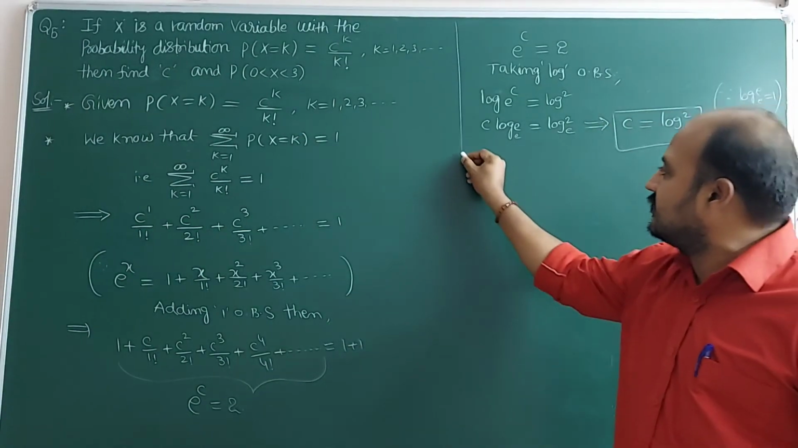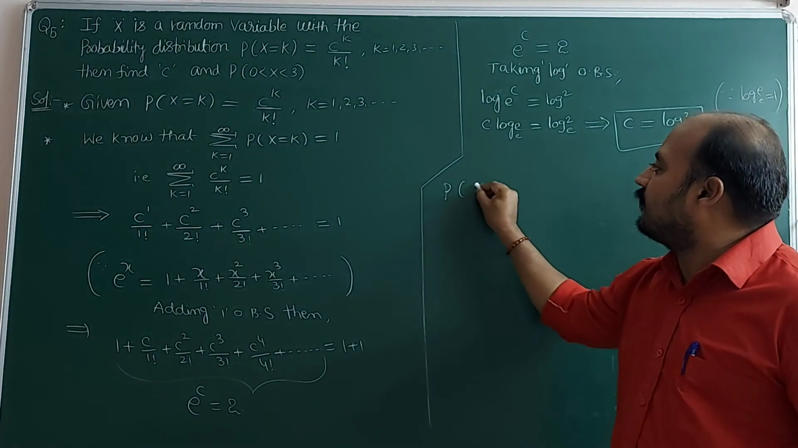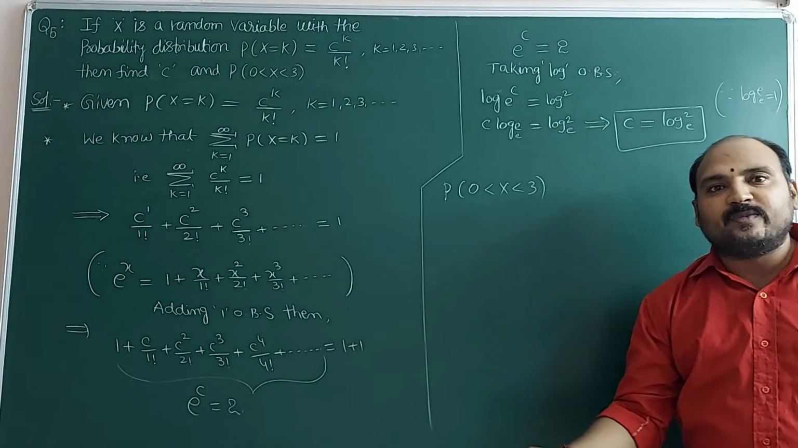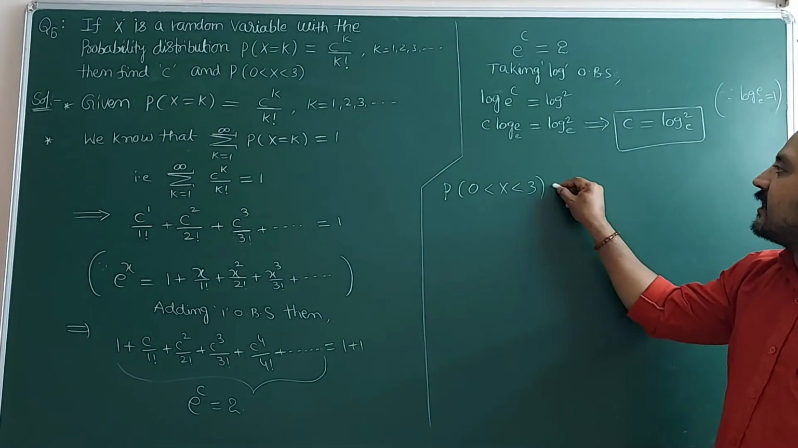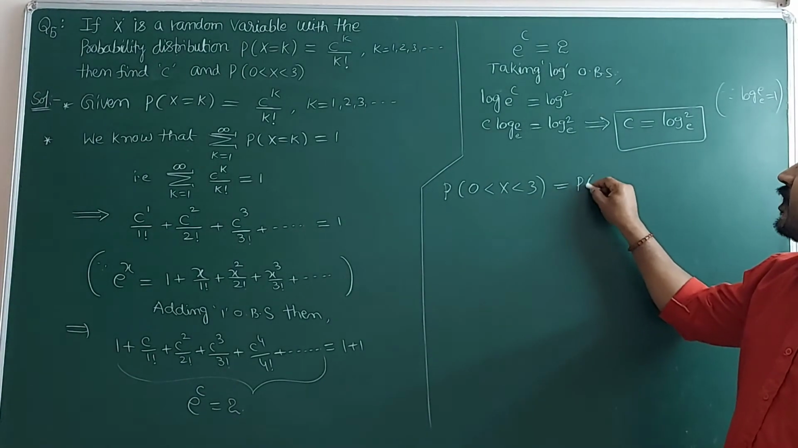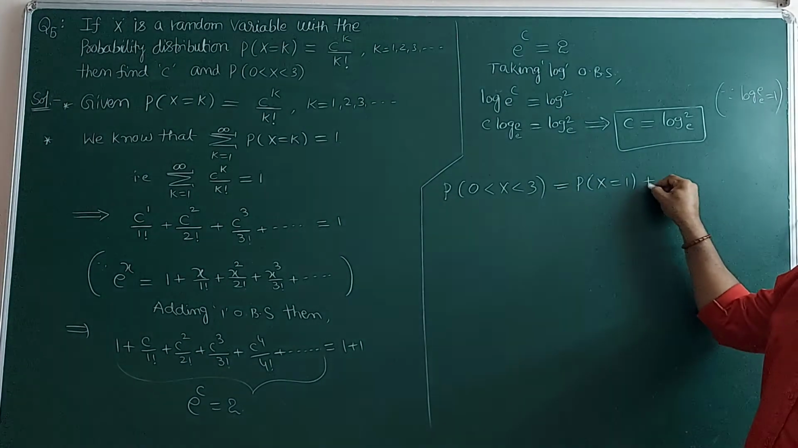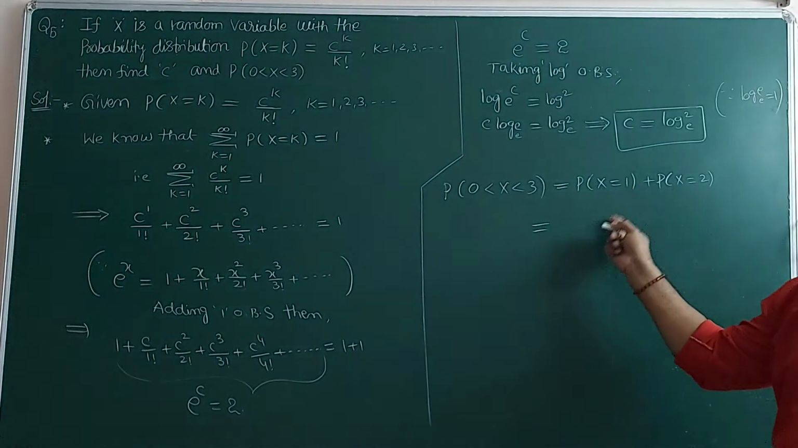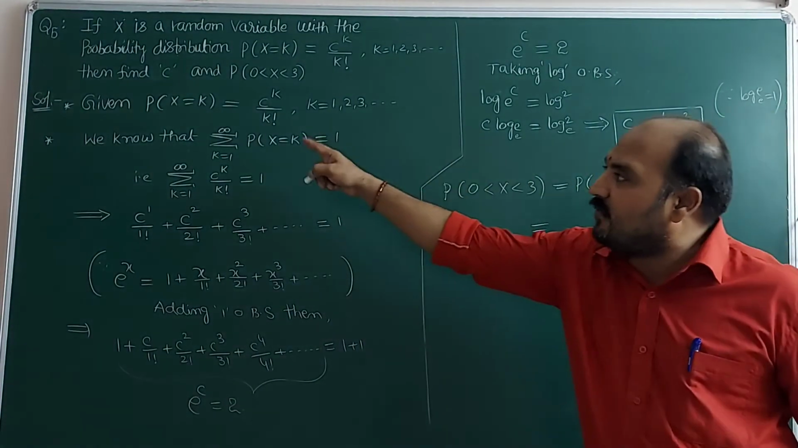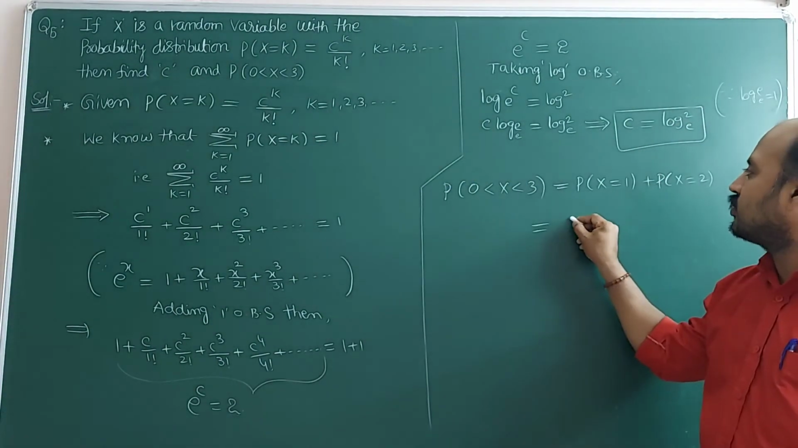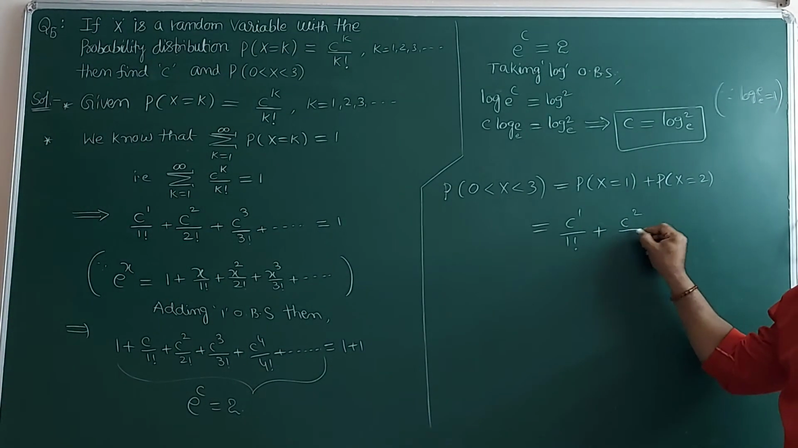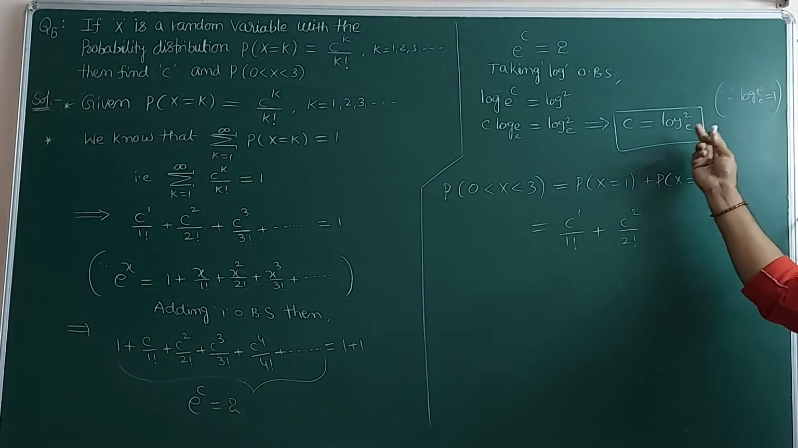They are asking to calculate the probability of 0 less than x less than 3. So 0 less than x means x is greater than 0, and less than 3. What values will come? x is equal to 1 will come, plus x is equal to 2 also will come. So P of x is equal to 1 plus P of x is equal to 2. In place of x is equal to k, what is the expansion? c power k by k factorial. So c power 1 by 1 factorial plus, for P of x is equal to 2, c power 2 by 2 factorial. What is c value? We got it here: log 2 to the base e.